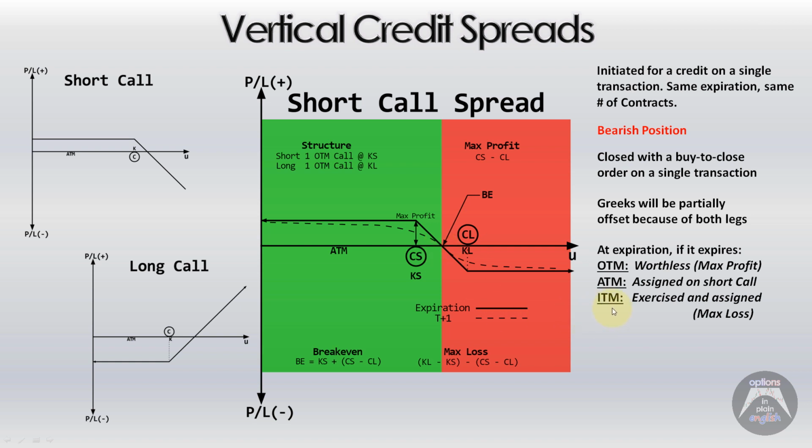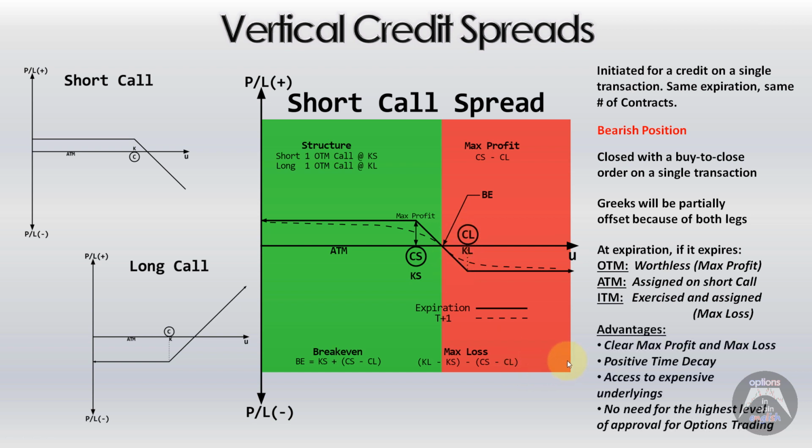If it expires in the money fully, so the price expired over here, then you're going to be assigned here, but you're going to be able to exercise your long position, and you're going to be selling at this price and buying at this price. So you're going to realize a loss that's going to be the width of the spread. But since you received initially a credit, your full loss is going to be equal to the difference between strike prices, so the width of the spread, minus the initial credit. But you're going to be assigned, and then you're going to exercise your position.